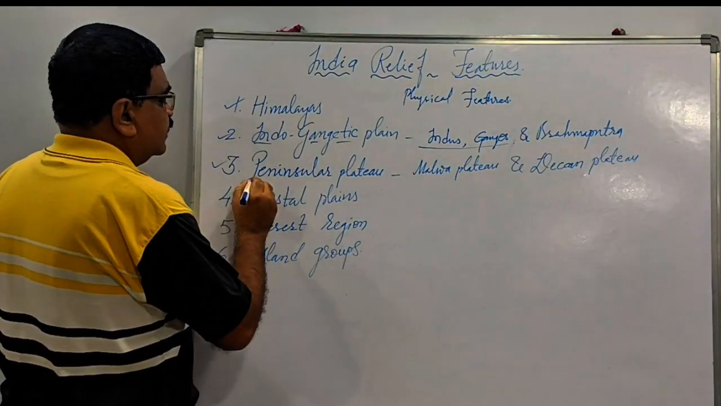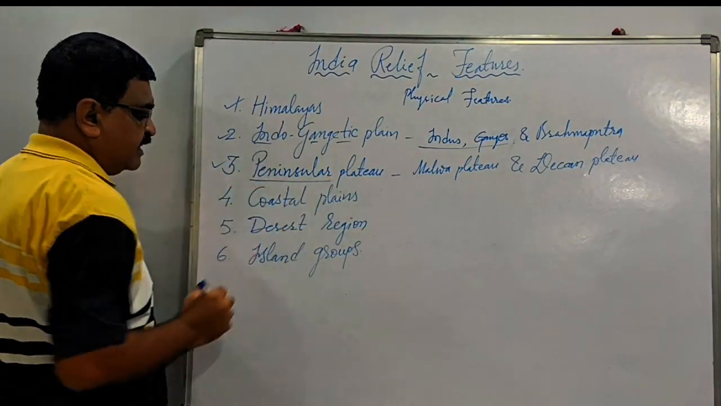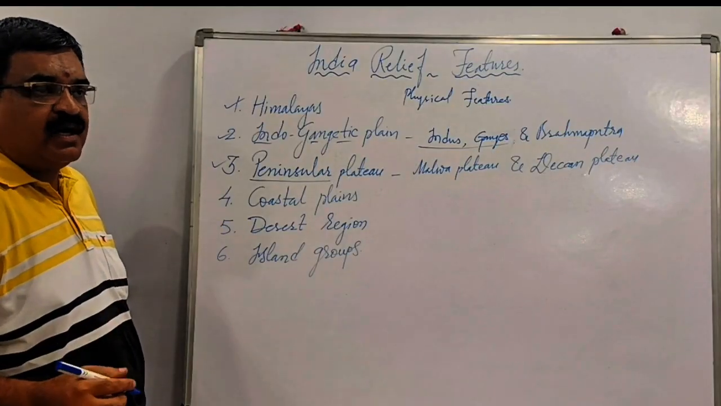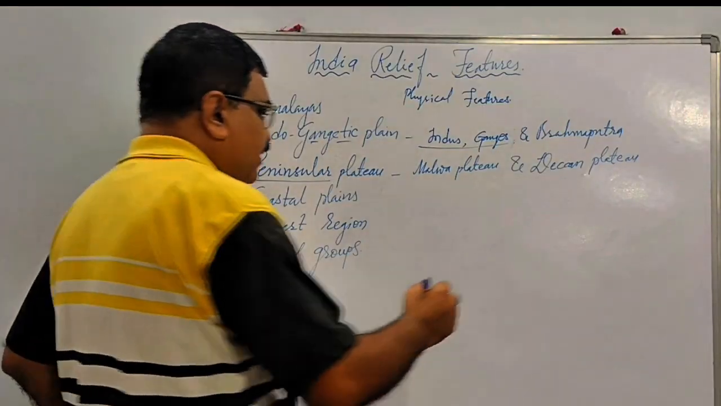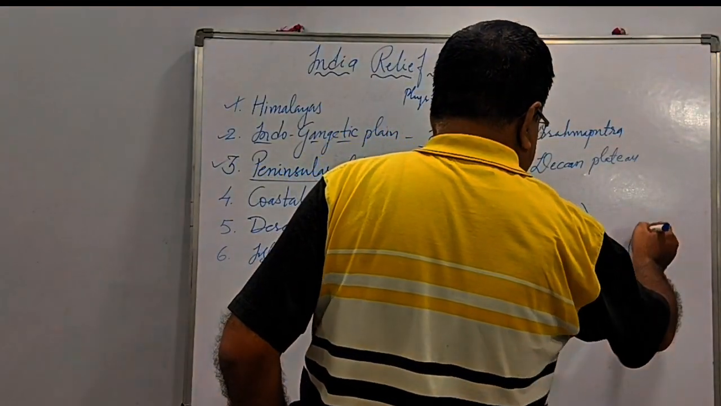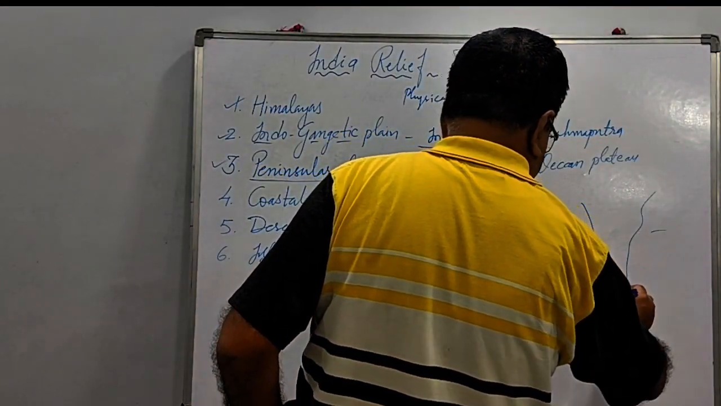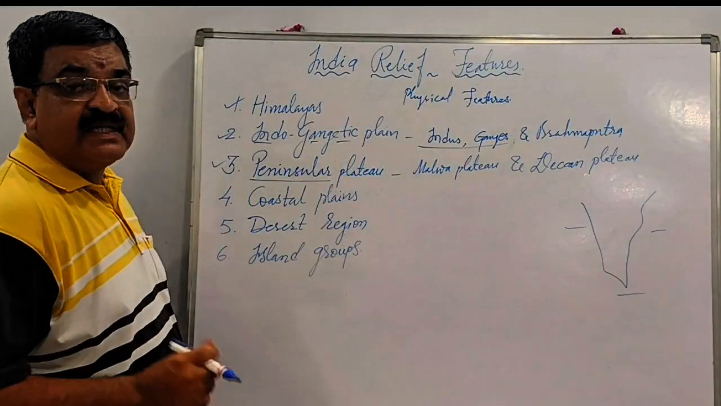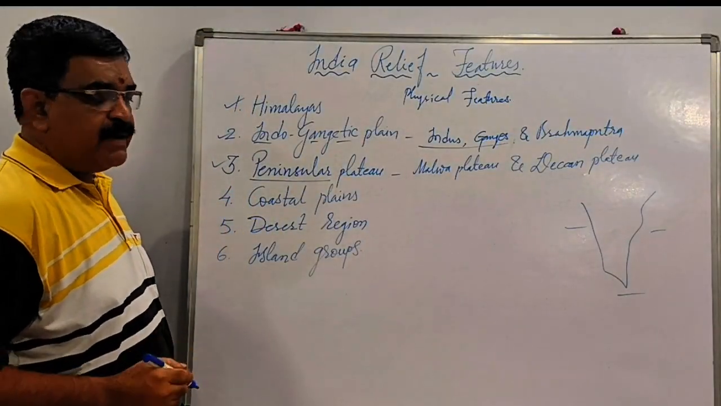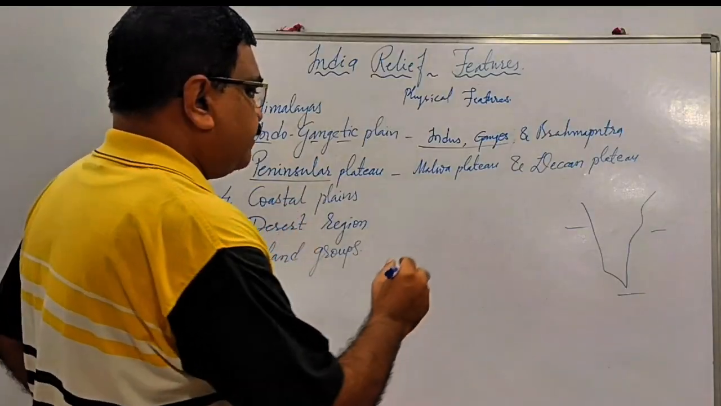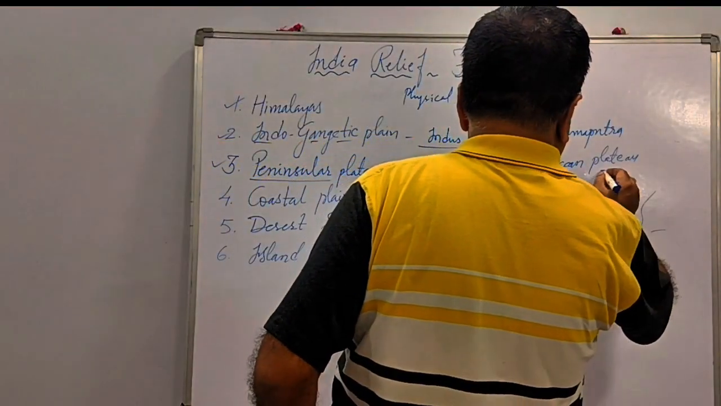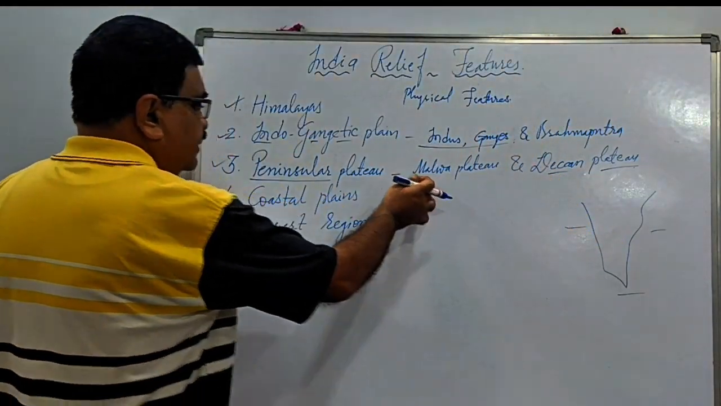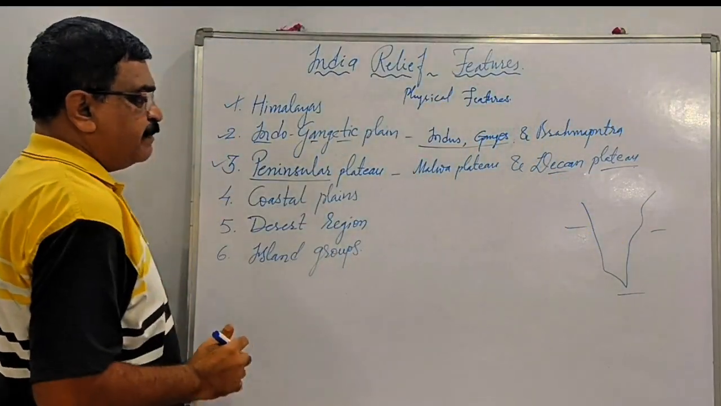Now, the question arising in every student's mind is, what do you mean by Peninsular Plateau? What do you mean by peninsula? The irregular triangular shape of landmass which is surrounded by sea or ocean on three sides is called a peninsula. So the Deccan Plateau is surrounded by water on three sides. Malwa Plateau is situated on the north of the Deccan Plateau.